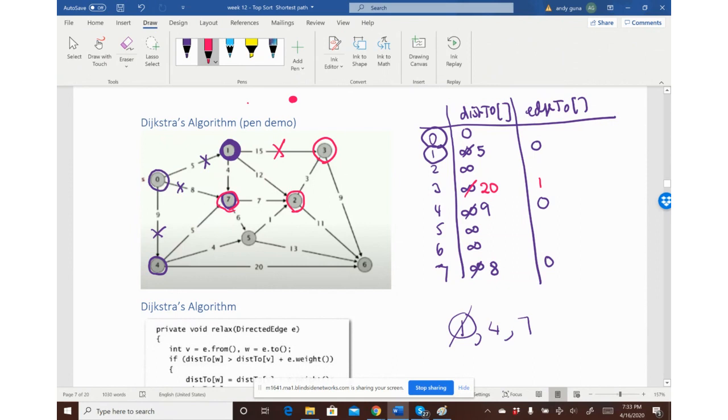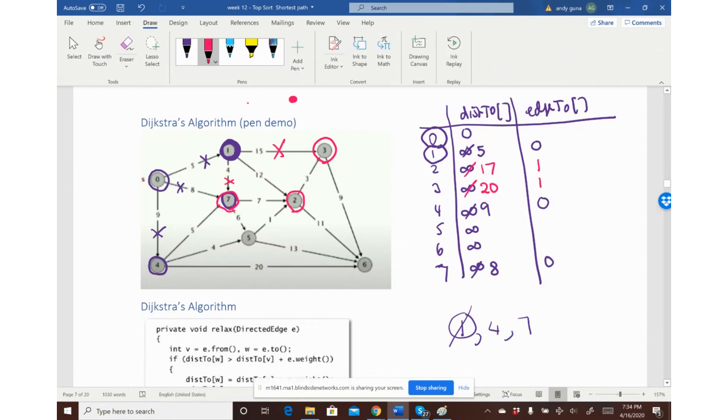Okay, and what about node 2? Right now, node 2 is infinity. 17. Okay, so I came to 17 from node 1. Okay, and node 7. Do I have a better distance to node 7 than 8? No, because it's 9, right? So if you take the distance to 1 and add 4, that would be 9, but that's not smaller than 8. We already have an 8. So therefore, we are done.